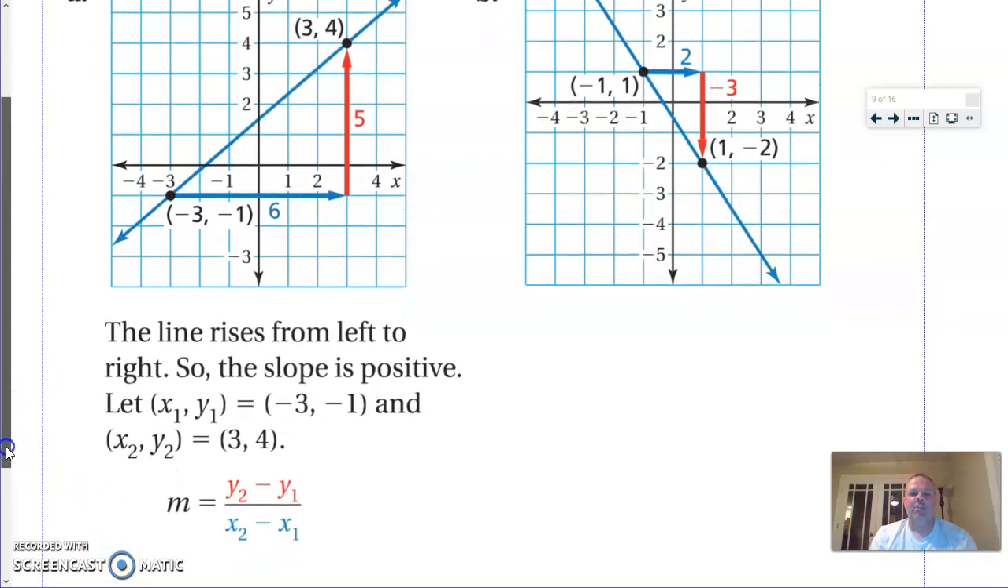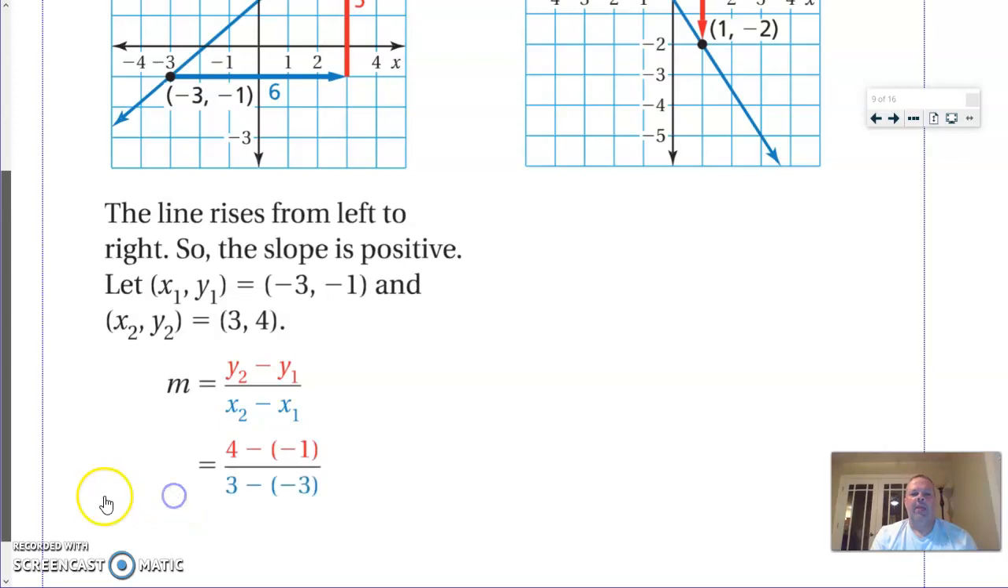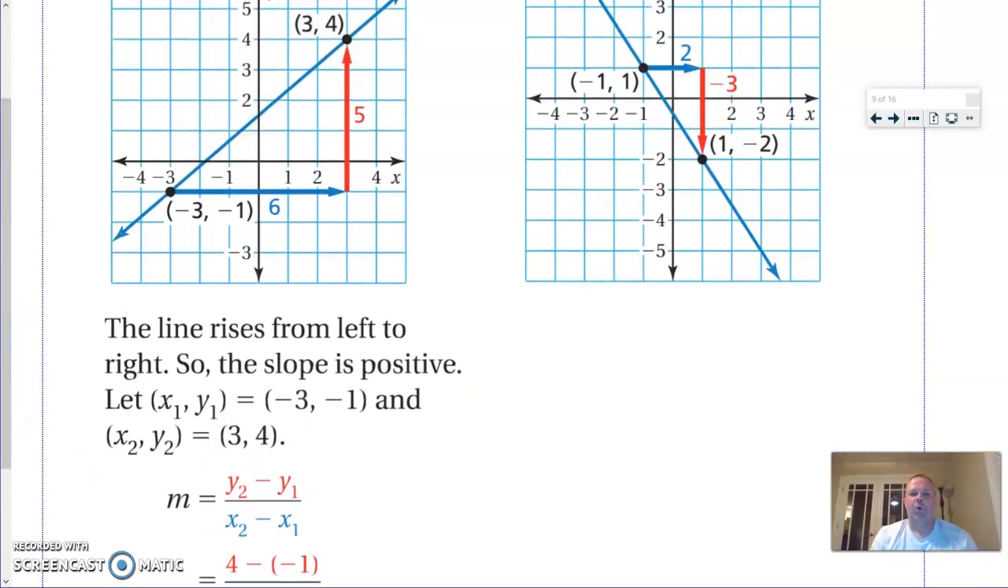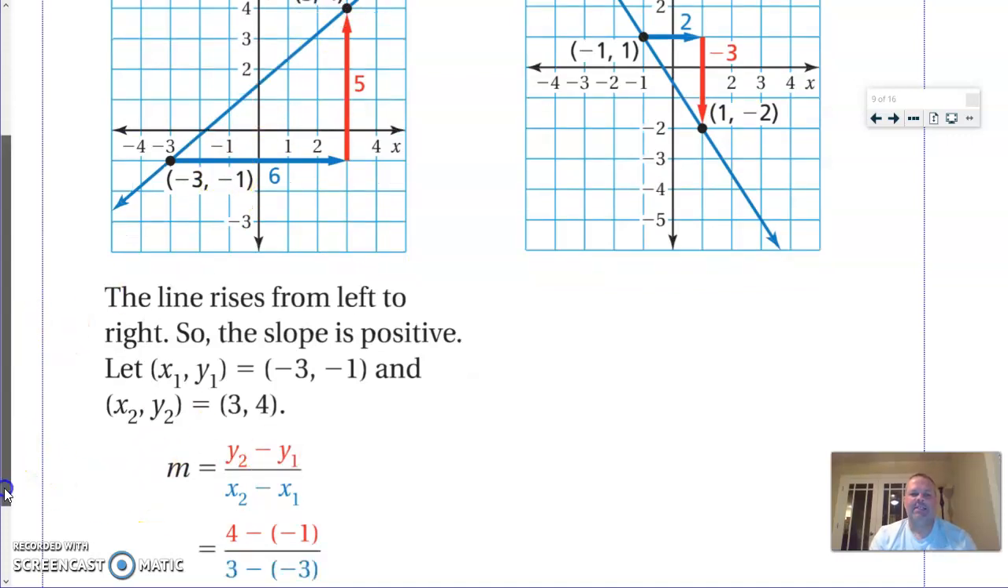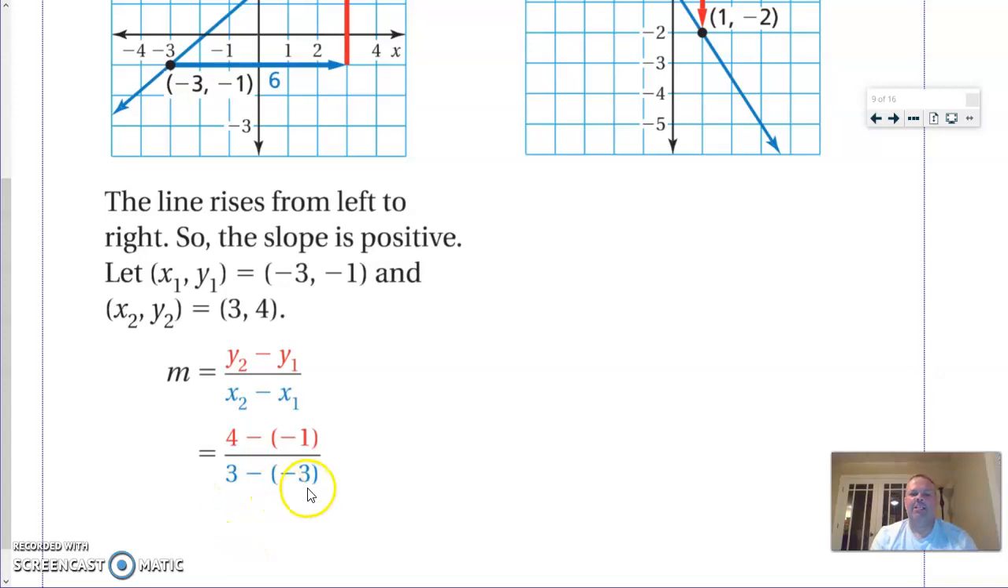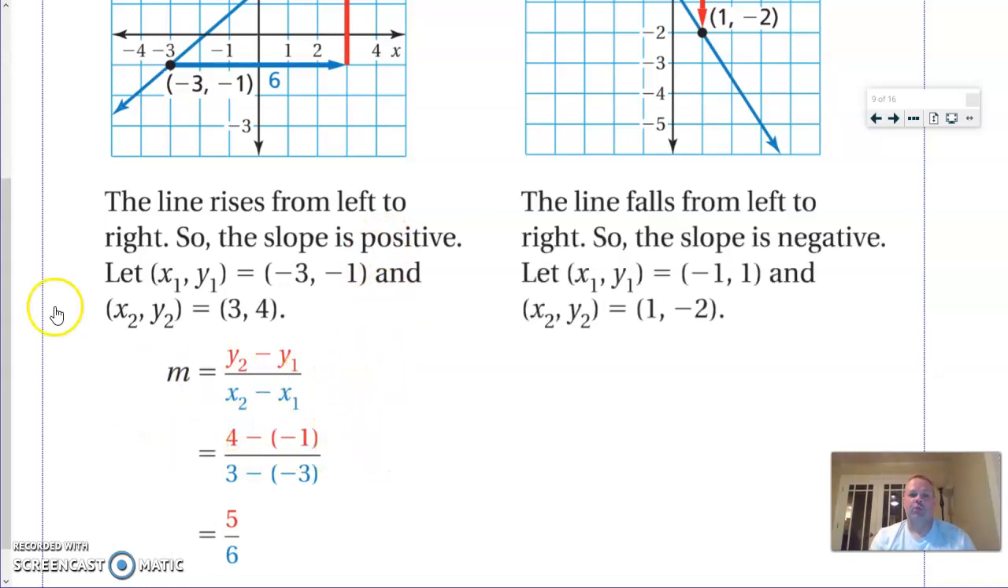If you look, you can see what they did here. They substituted in these numbers. So this was 4 minus negative 1 over 3 minus negative 3. So that gives us 5/6 also. Again, you can use rise over run if you want. You can use the y2 minus y1.